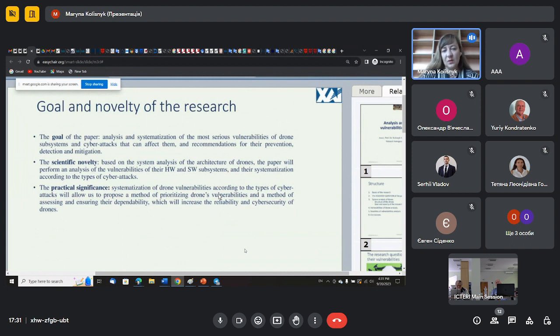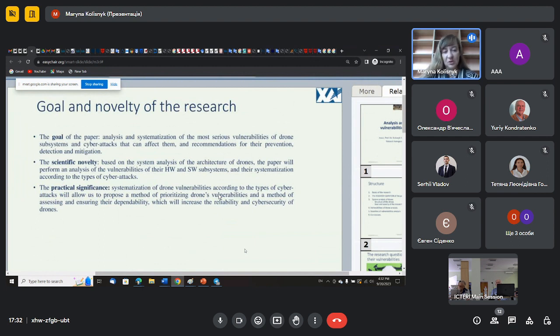So, the goal and novelty of the research. The goal is the analysis and systematization of the most serious vulnerabilities of drone subsystems and cyber attacks that can affect them, and recommendations for their prevention, detection, and mitigation. The scientific novelty: we used system analysis of the architecture of drones. We analyzed hardware components and software components, and also we used analysis of vulnerabilities of the subsystems of drones.